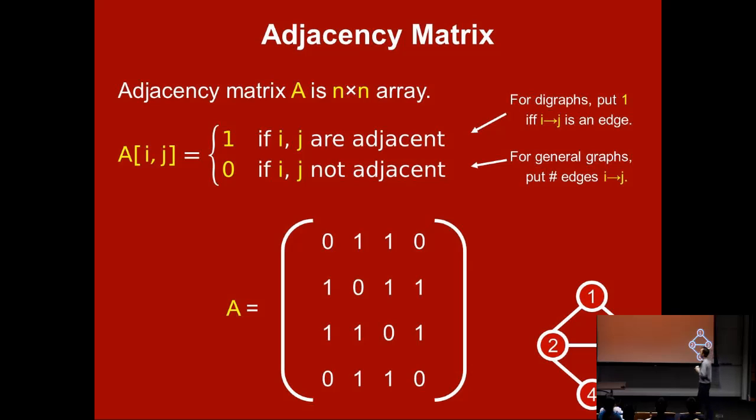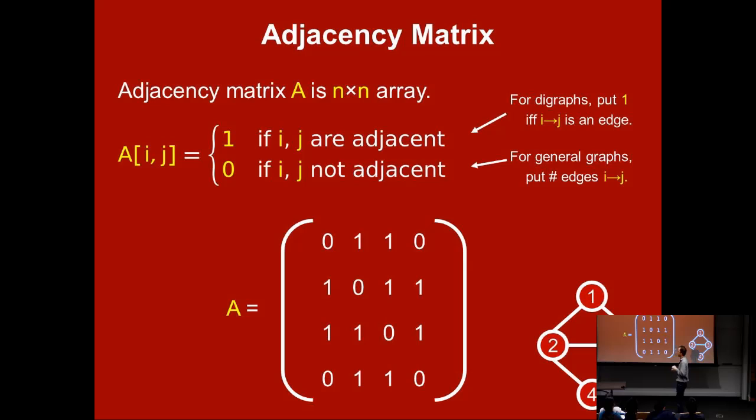OK, so the adjacency matrix representation is a matrix. It's a two-dimensional array that's n by n. N is the number of vertices. And you put either 1s or 0s into it. And in the ijth entry, you put 1 if vertex i is adjacent to vertex j. And you put 0 if they're not adjacent. Okay, it's a pretty simple concept.